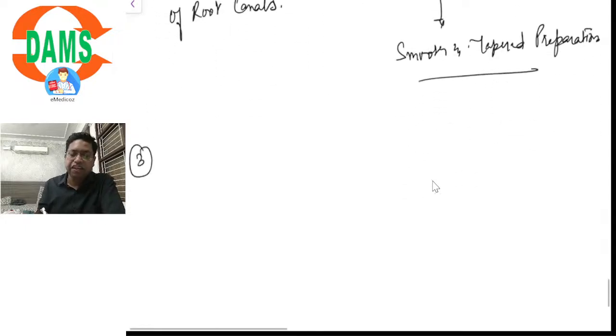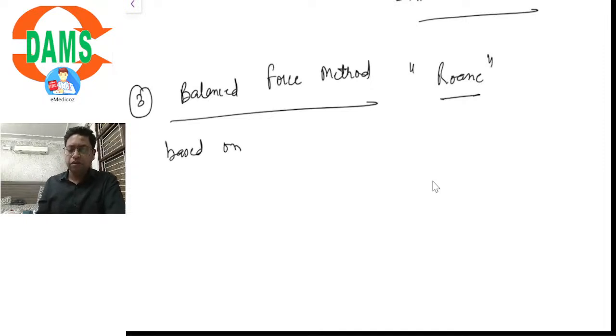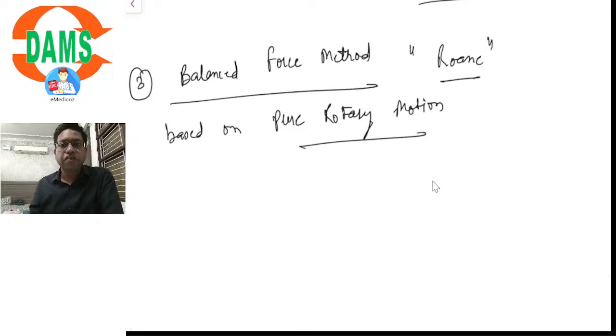Then the third type of technique is called balanced force technique. Balanced force method of root canal preparation was given by Rowan, and it is based on pure rotary motion. The root canal preparation is done only with the rotary motion. Rotary motion means circular motion inside the root canal.